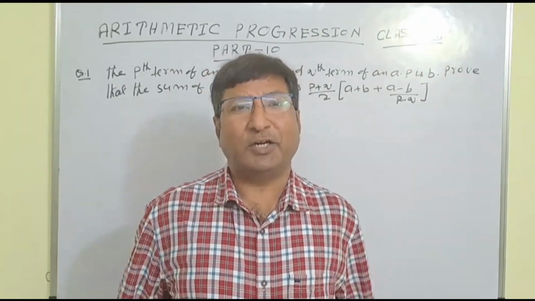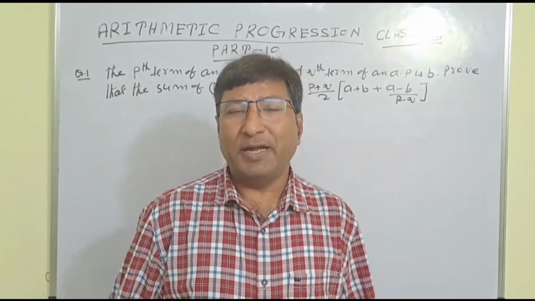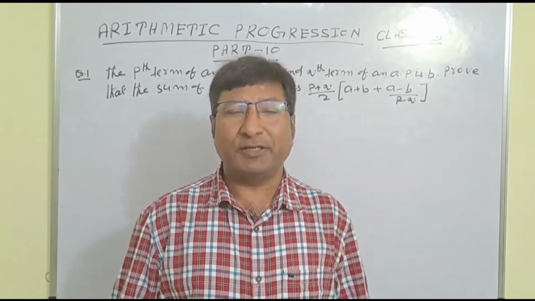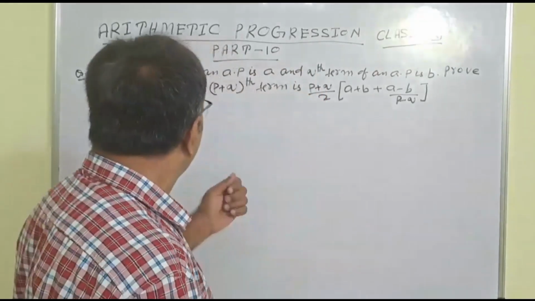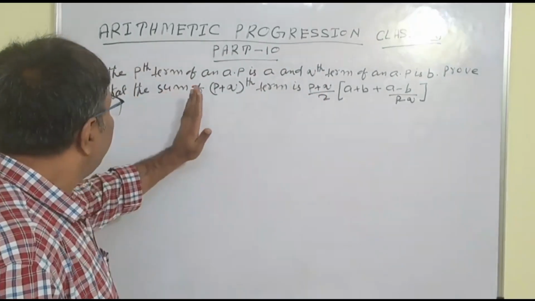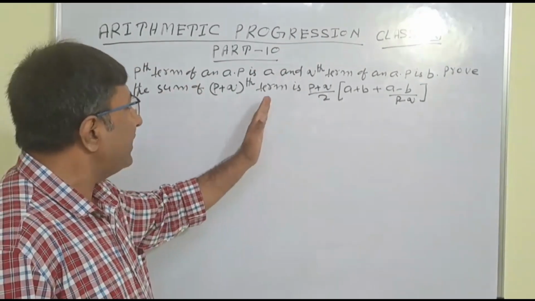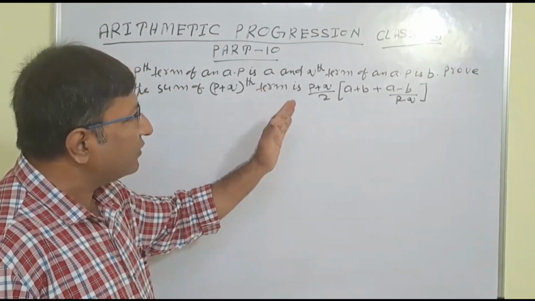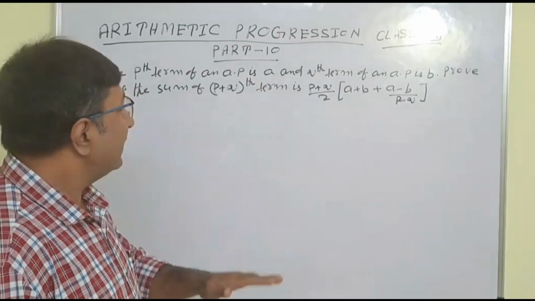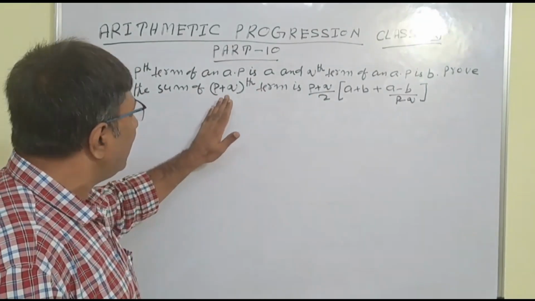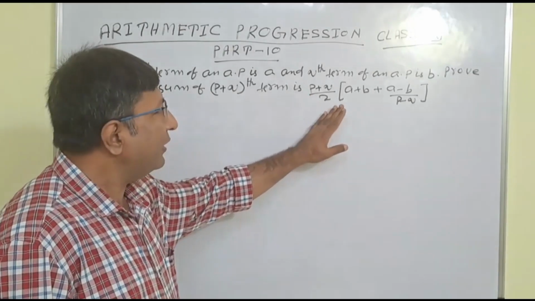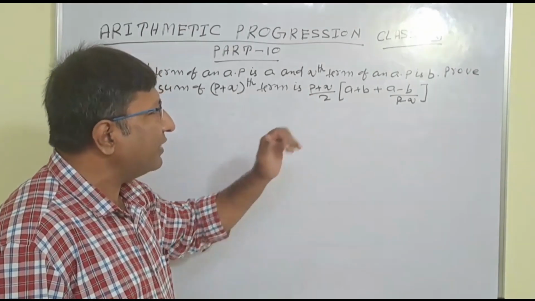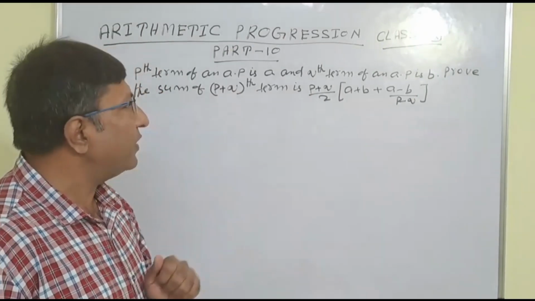Today I am going to start a very important topic, that is arithmetic progression, class 11th math part 10. Let us see. So here the question is: the pth term of an AP is a and the qth term of an AP is b. Then prove that the sum of the (p plus q)th term is (p plus q) by 2 into (a plus b plus (a minus b) divided by (p minus q)).